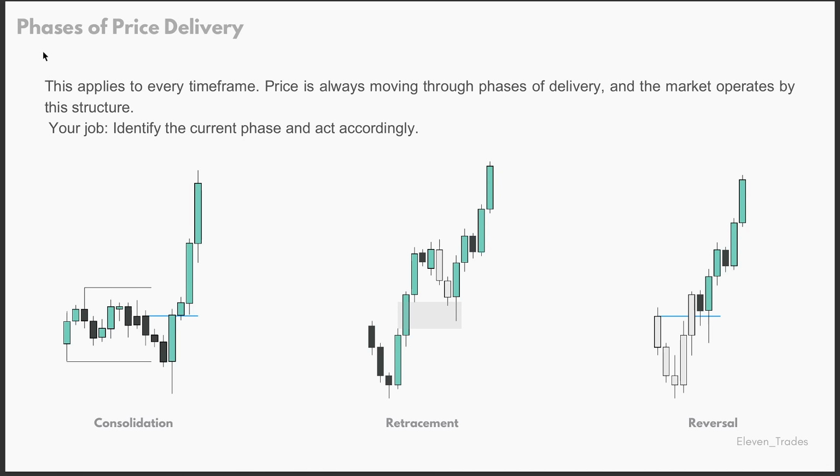Now the second component is the further price delivery. This applies to every single time frame. This is fractal. The market is operating through the further price delivery. It is transitioning through every phase, and it is operating that way. Now your job is to identify the current phase and trade the next one. For example, if we are in a consolidation, then we should wait for the consolidation range low or high to get manipulated and then expand in the other direction.